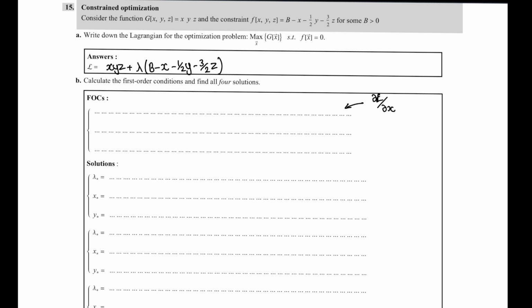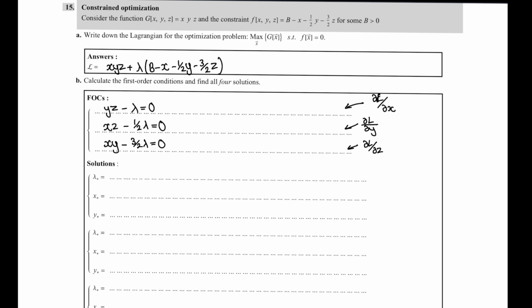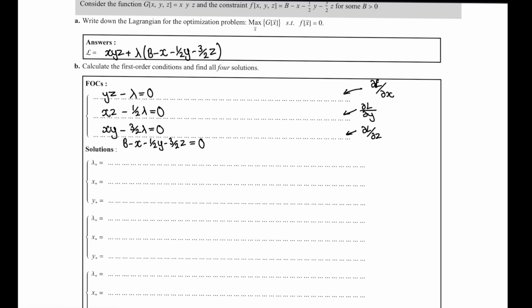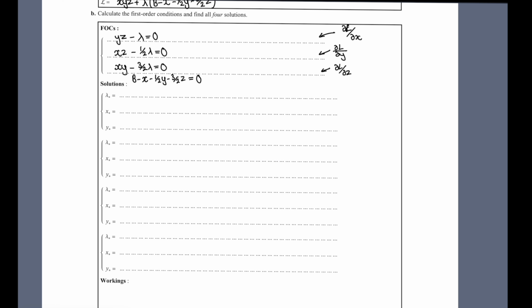If we now work out the first order conditions, we will partially differentiate the Lagrangian with respect to x first. We get yz - λ = 0. If we partially differentiate with respect to y, we get xz - (1/2)λ = 0. And if we partially differentiate with respect to z, we get xy - (3/2)λ = 0. And if we partially differentiate with respect to lambda, we are just left with the constraint, which is equal to 0.